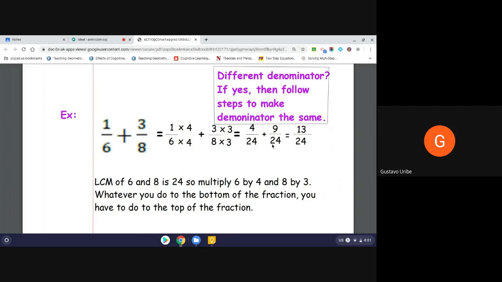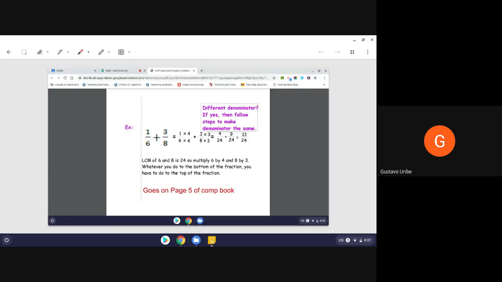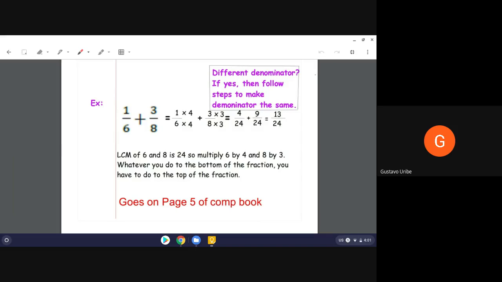Well, now that my denominators are the same, I can just add it across. And remember, the denominator stays the same. So 24 is going to stay in my denominator, and my numerator, I'm going to add it across. 4 plus 9 gives me 13. So your answer is 13 over 24.